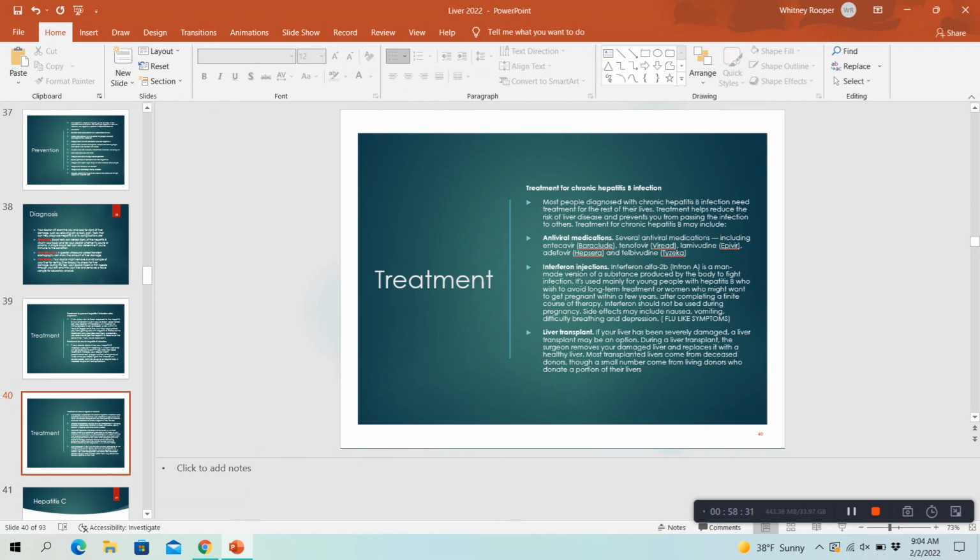For treatment of chronic Hep B, again, they can do interferon injections, antiviral medications, and possibly a liver transplant.